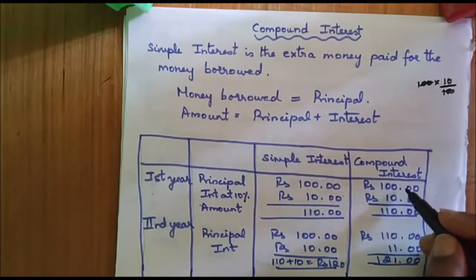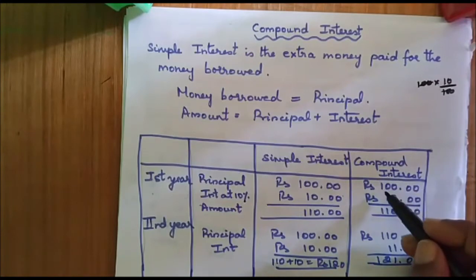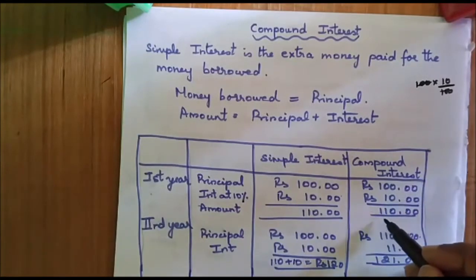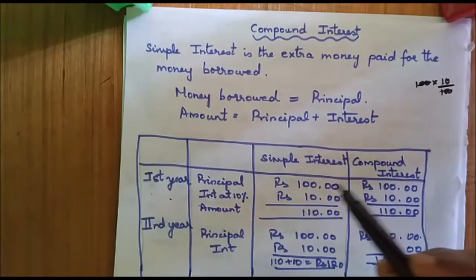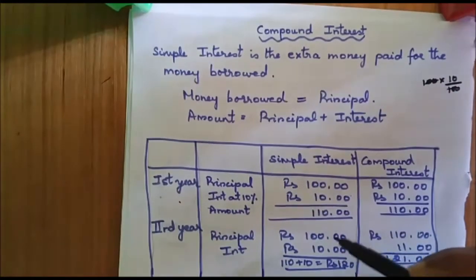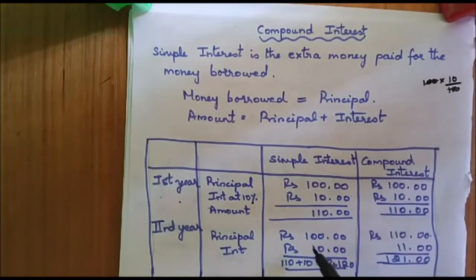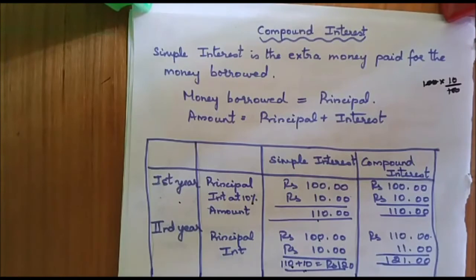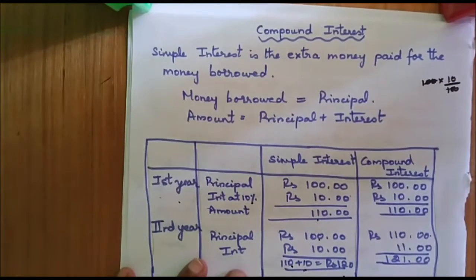Now in the case of compound interest also, the first year remains the same. I have borrowed 100 rupees and on 100 rupees I have paid an interest of 10 rupees. So I will pay 110 at the end of the first year. Now let us take the second year. In the case of simple interest, I charge an interest rate of 10% on 100 rupees. To the 110 I add 10 rupees, and I get 120. So at the end of 2 years I pay 120 rupees.